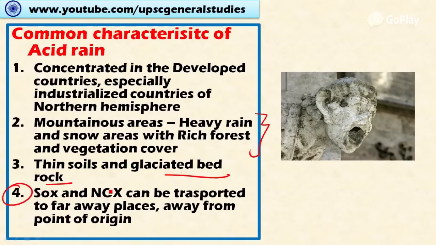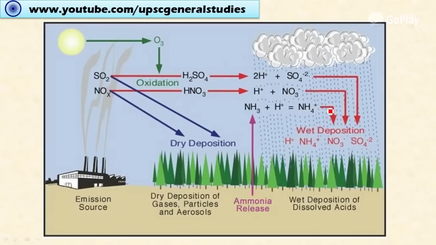And another important characteristic is that acid rain not only occurs at the point sources, that is the region where the pollutants are released into the atmosphere, but these oxides of sulfur and oxides of nitrogen can be transported to faraway places, away from the point of origin, and that may result in acid rain in other areas as well, especially in developing countries. So acid rain is not specifically concentrated in the developed countries, it may be transported to the developing countries as well. So this is the chemical reaction in the acid rain.